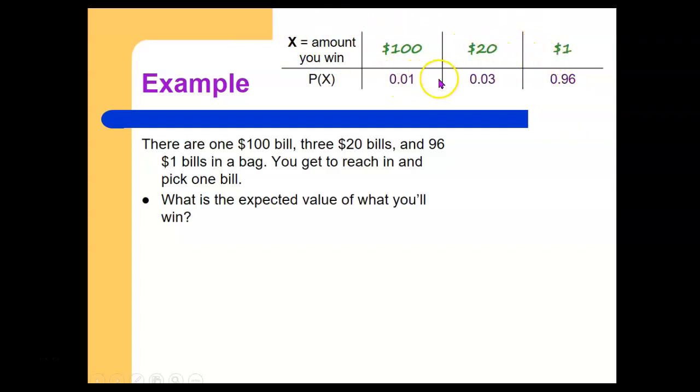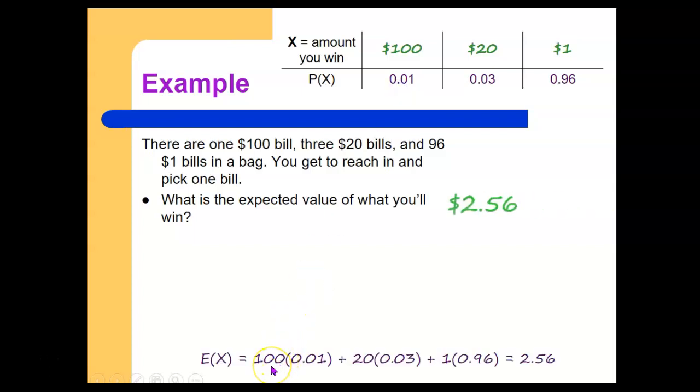The probabilities associated with each of those dollar amounts we found last time were 1 cent or 0.01, 0.03, and 0.96. So to calculate the expected value, we take each dollar amount times the probability that goes with it and add those together. 100 times 0.01 plus 20 times 0.03 plus 1 times 0.96 comes out to be 2.56. So the expected value is 2.56.